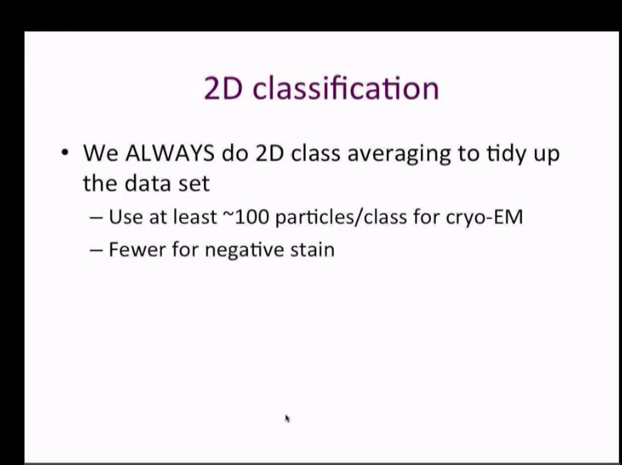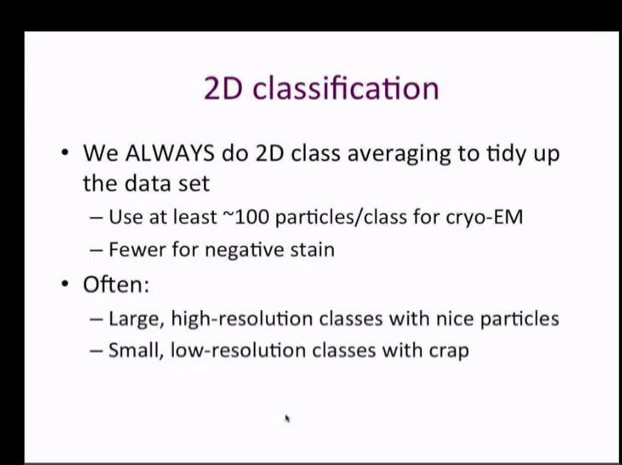If something is already wrong at the 2D class averaging stage, you are not going to get high resolution 3D reconstructions either. So often you then see large classes which are very high resolution, and smaller classes which are lower resolution with crap, and those we just throw away. Okay, and you can possibly repeat that, although you should perhaps not do that too much.